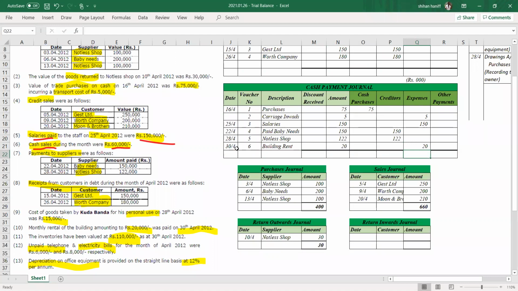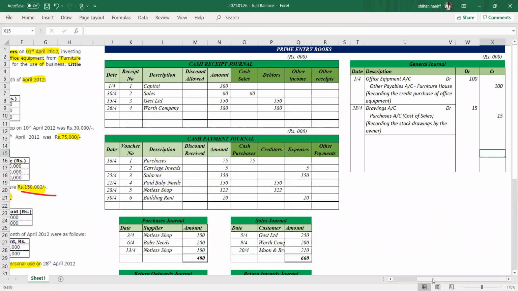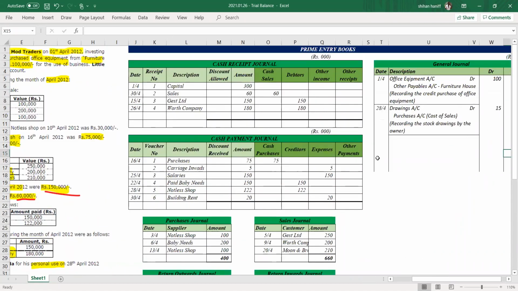Number 11, the inventories have been valued at 110,000 as at 30th April. So that's the closing stock. Closing stock also will be recorded in the general journal. So closing stock value is 110,000, 30th April.